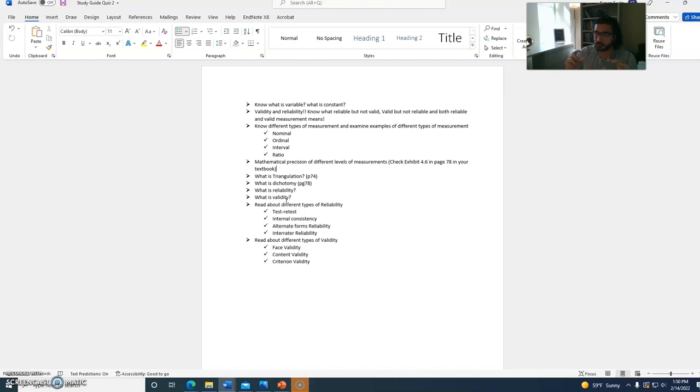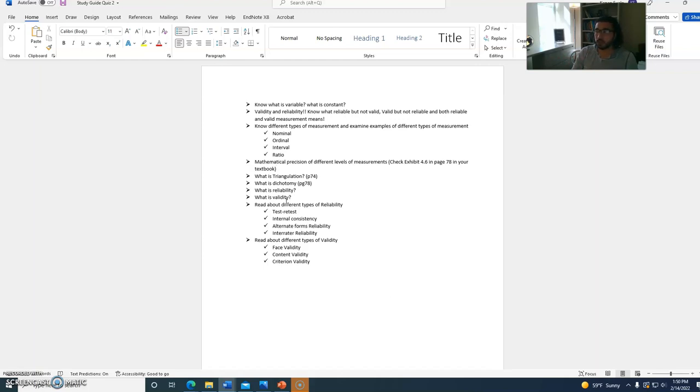Okay, and there is also an exhibit, a figure there. I want you to go and examine that figure or that table and see which one has more mathematical precision compared to the others. Okay.